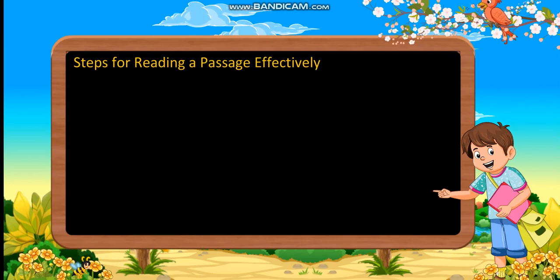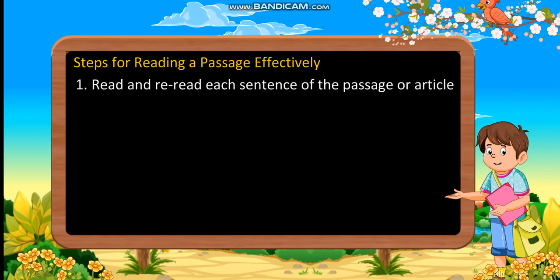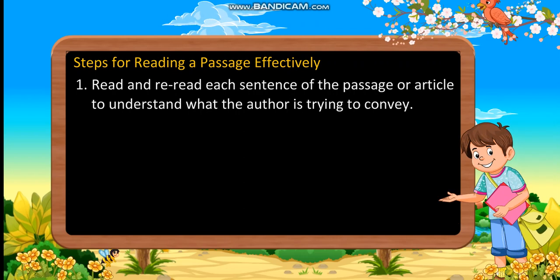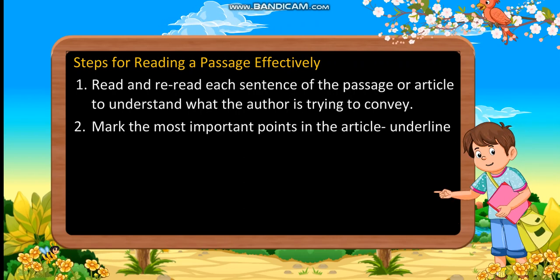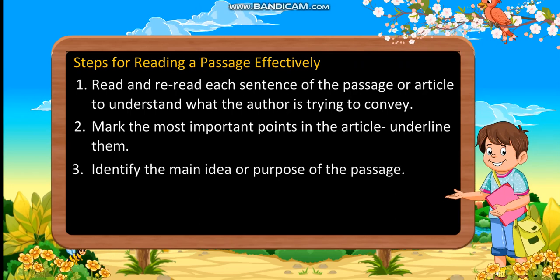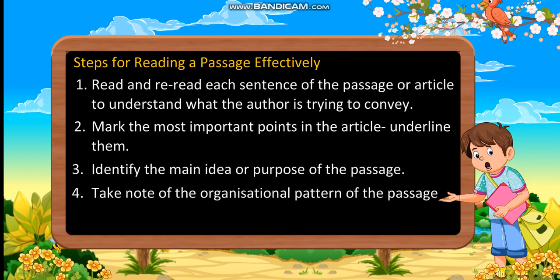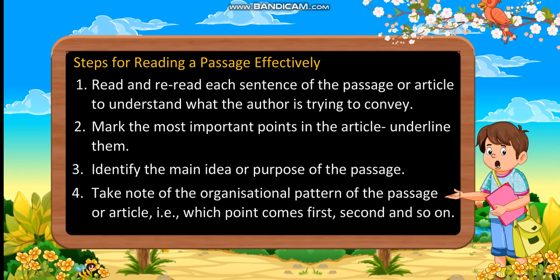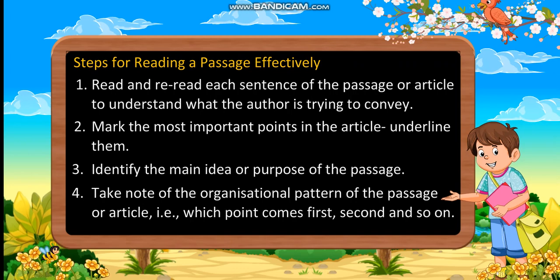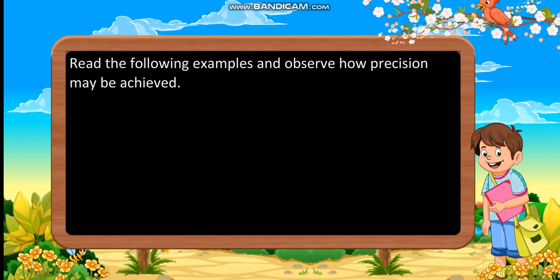Steps for reading a passage effectively. First, read and reread each sentence of the passage or article to understand what the author is trying to convey. Second, mark the most important points in the article, underline them. Third, identify the main idea or purpose of the passage. Fourth, take note of the organizational pattern of the passage or article, that is, which point comes first, second, and so on. Read the following examples and observe how precision may be achieved.